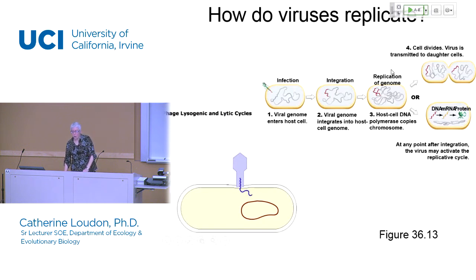So the trigger for switching from the lysogenic back into a lytic cycle is somewhat viral dependent, but it's usually associated with some kind of stressor on the part of the host cell.